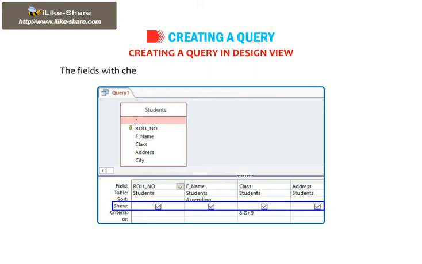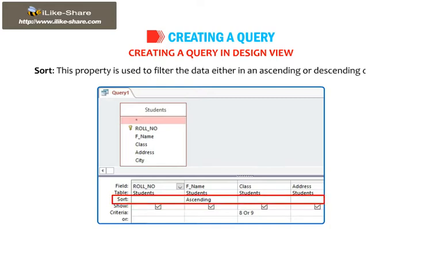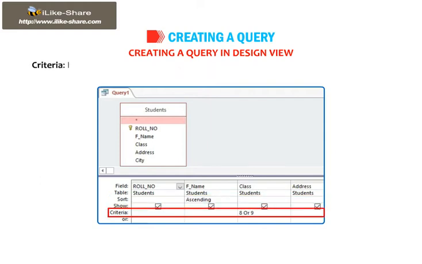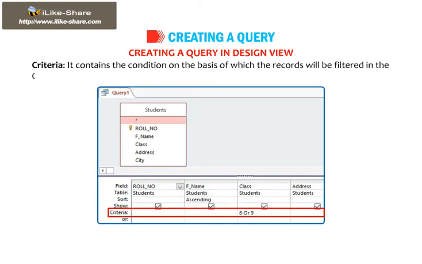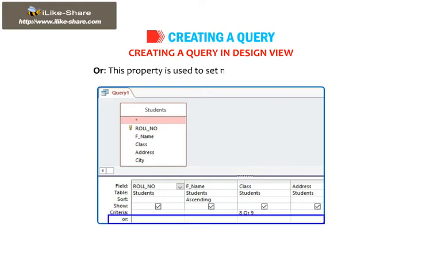The fields with check marks display the information when the query is run. To hide the fields during runtime, deselect the check mark by clicking on it. Sort. This property is used to filter the data either in an ascending or descending order. It is optional. Criteria. It contains the condition on the basis of which the records will be filtered in the query output. Or, this property is used to set multiple criteria in a query.